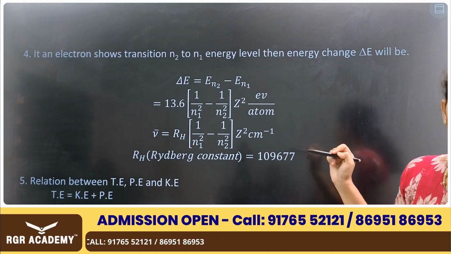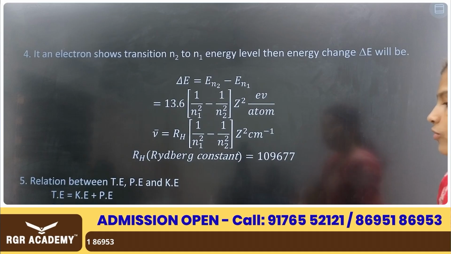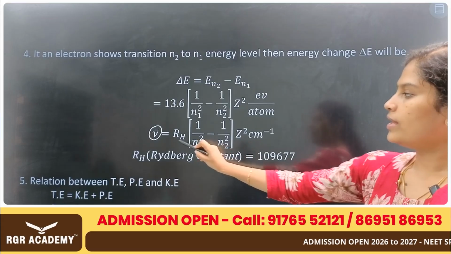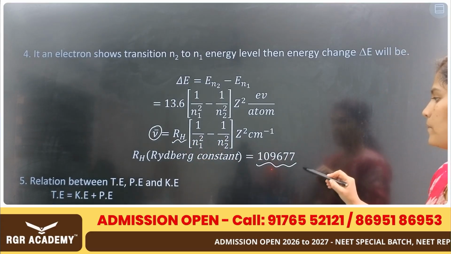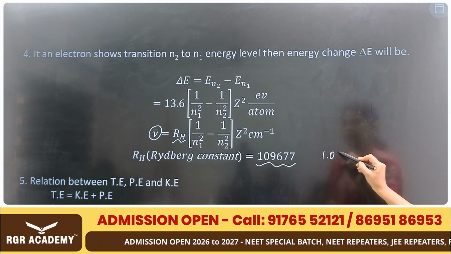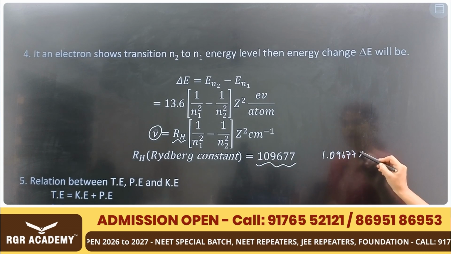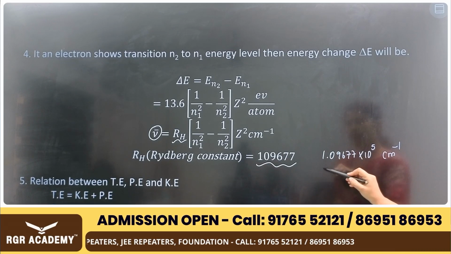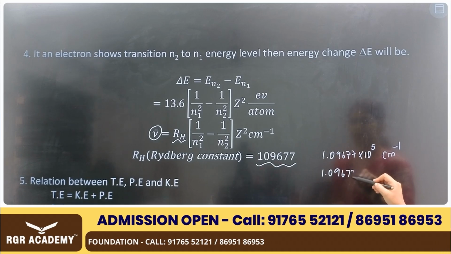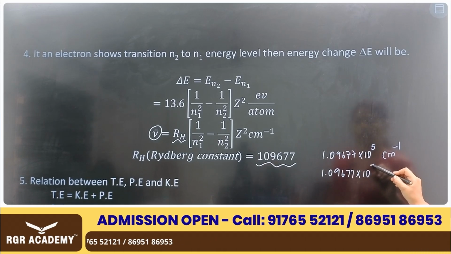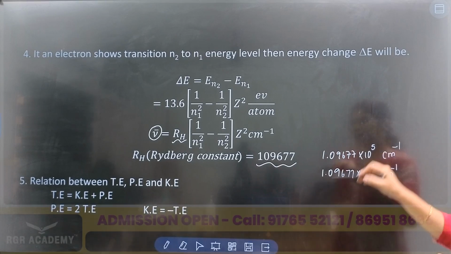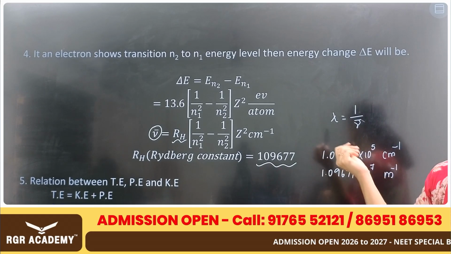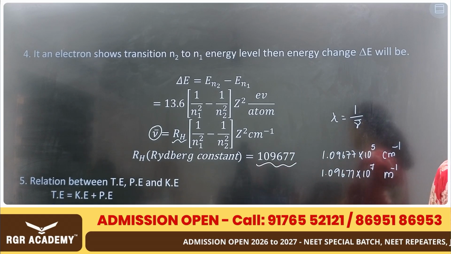And then we can find out the wave number. What is the symbol of wave number? That is nu bar. So here we are using the Rydberg constant differently. If we are taking 1.09677 into 10 to the power of 5, the unit will be centimeter inverse, the nu bar unit. In many cases, they will ask you in meter inverse, because then only I can find out the lambda. Lambda is equal to 1 by nu bar, no? So when I substitute in meter inverse, I can get directly the lambda in meters, right?